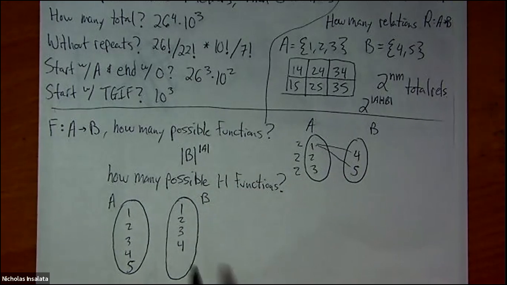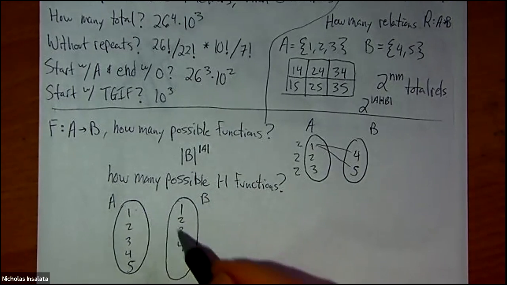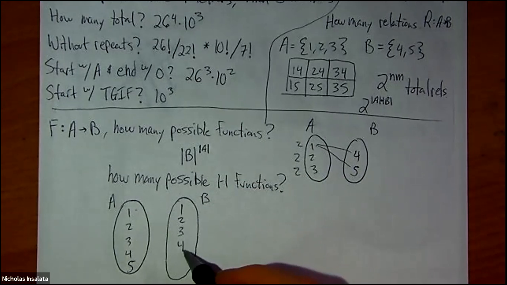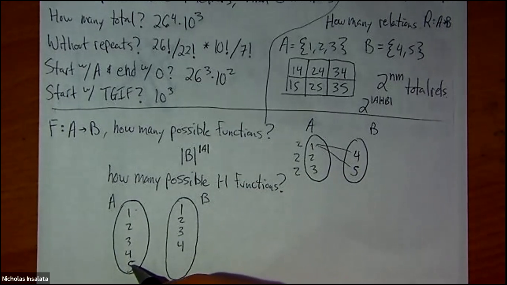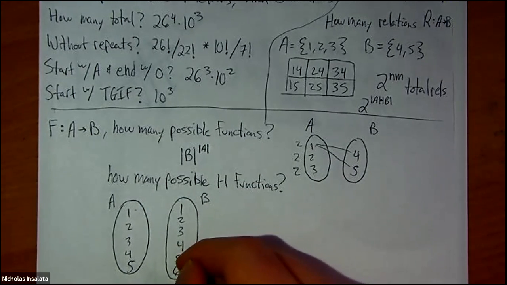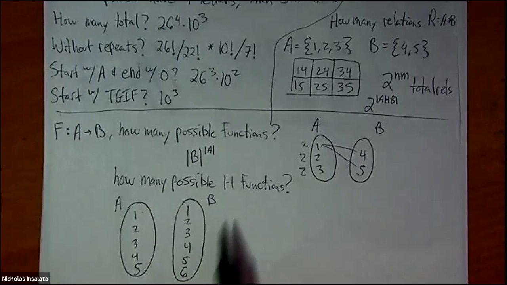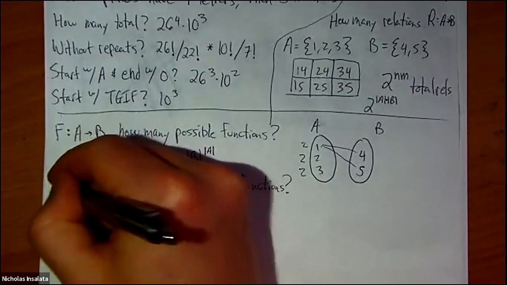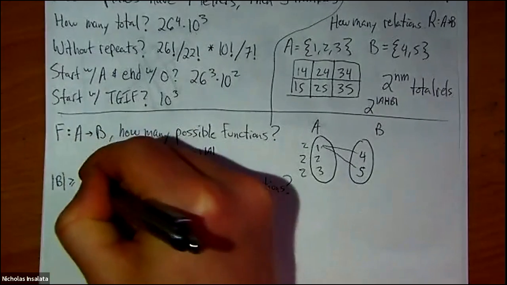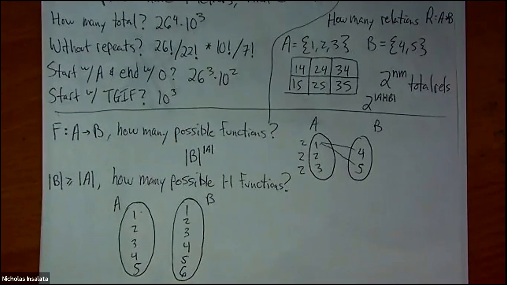Because if we don't have enough here, then we'd be assigning things like 1 goes to 3, 2 goes to 1, and we'd run out of stuff. And we couldn't put 5 to any of these other guys because then it wouldn't be one-to-one anymore, right? So B has to be at least as big as A in general, for these one-to-one functions to even exist at all. So assuming that the size of B is greater than or equal to the size of A, then how many possible one-to-one functions would there be?